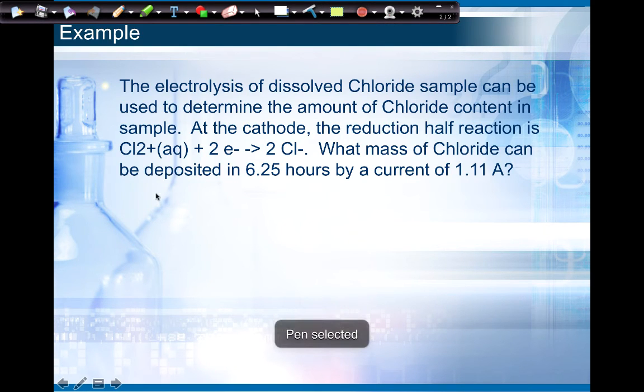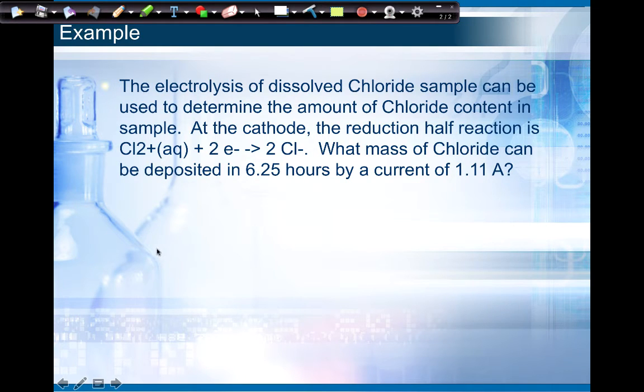Okay, so the electrolysis of dissolved chloride samples can be used to determine the amount of chloride content in a sample. So at the cathode, the reduction half reaction is this. What mass of chloride could be deposited in 6.25 hours by a current of 1.1 amps?